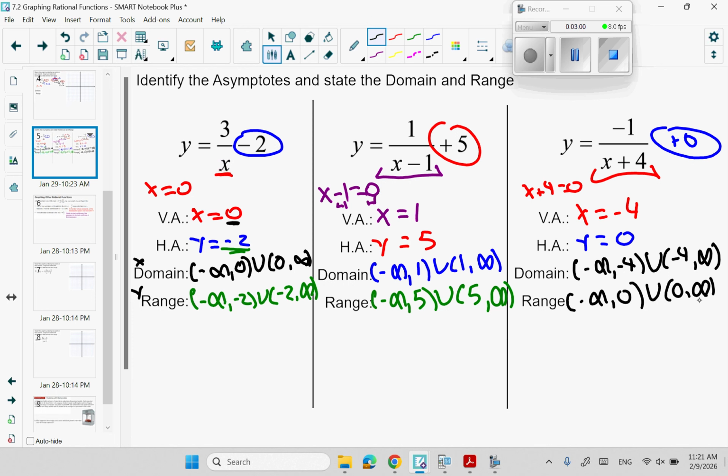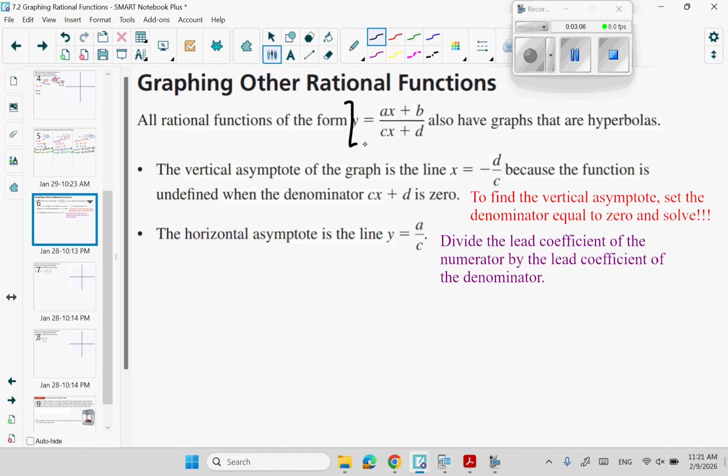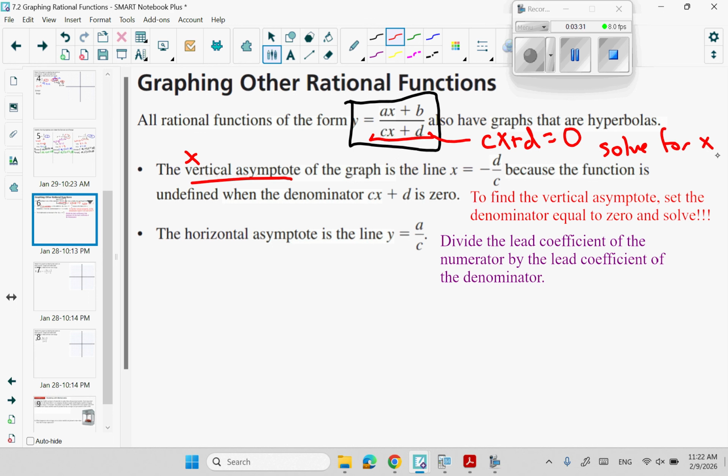So today we're going to look at a different equation structure, and that is y equals ax plus b all over cx plus d. Now, we still get both asymptotes. The vertical asymptote is still an x asymptote. The nice thing is, conceptually, it's the same thing. I can't divide by 0, so I can set cx plus d equals 0 and just solve for x, as I said right here. So the denominator equals 0, and solve.